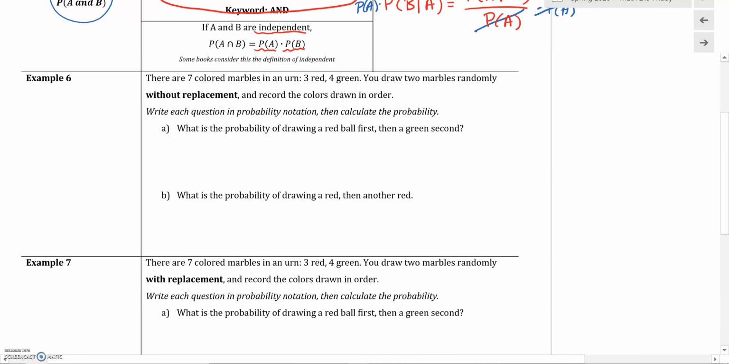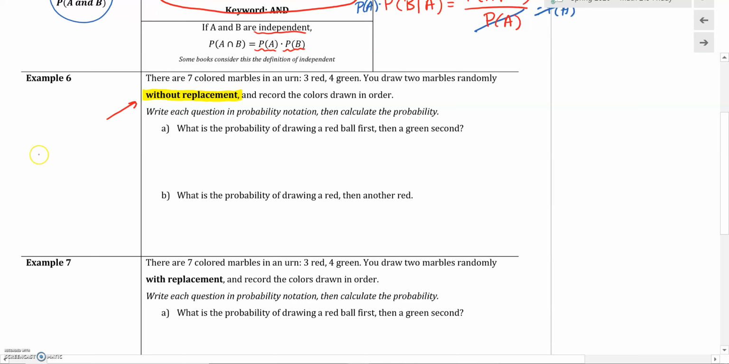So let's say that there are 7 colored marbles in an urn, 3 red and 4 green. You take 2 marbles out randomly without replacement and record their colors drawn in order. This is the big thing, and that's why it's bold, that we've got to pay attention to, whether or not we're using replacement or not. Without replacement means you do not put the marble back after you've recorded your results.